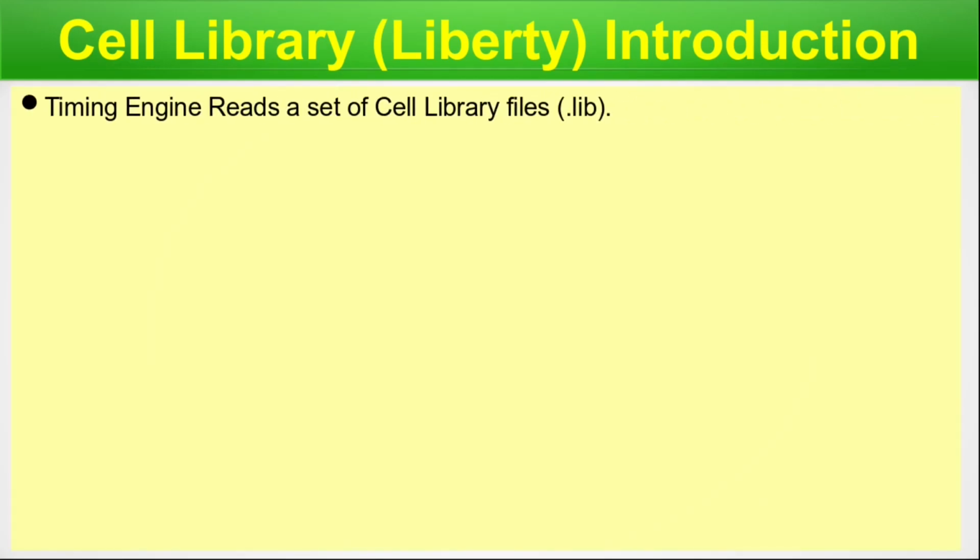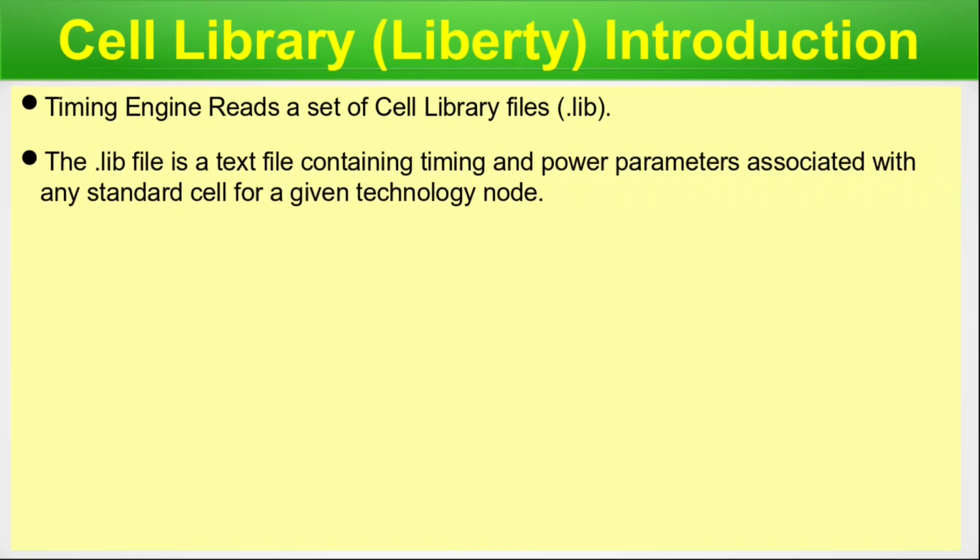Let me give you a brief introduction to the .lib file used in static timing analysis. The timing engine reads a set of cell library files, that is .lib files. This is meant to say that the timing engine could read more than one .lib file depending on your design in the actual VLSI chip making area. The .lib file is a text file containing timing and power parameters associated with any standard cell for a given technology node.